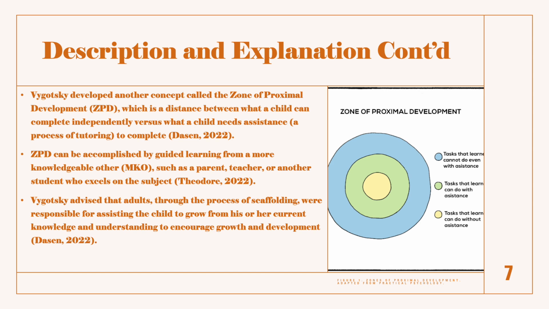Vygotsky developed another concept called the zone of proximal development, ZPD, which is a distance between what a child can complete independently versus what a child needs assistance through the process of tutoring to complete. And here we have a diagram portraying that. The blue circle are tasks that a learner cannot do even with assistance. The green circle are tasks a learner can do with assistance, and then the small yellow circle are tasks a learner can do without assistance.